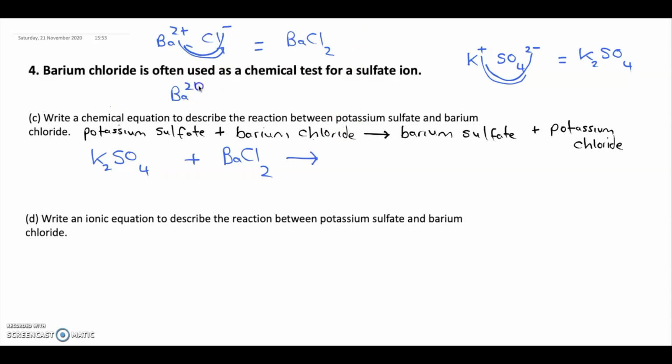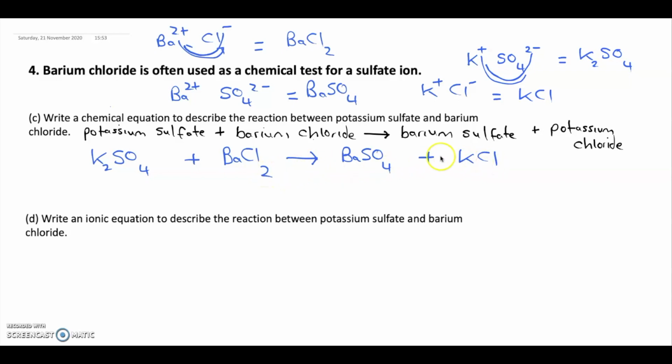Now to write the formula for barium sulfate, I write down the ions Ba2+ and SO4 2-. Now as they're the same, they cancel out, so the chemical formula of barium sulfate is BaSO4. So I'm going to write that down in the chemical equation. Now the last formula I have to work out is potassium chloride, and potassium chloride is made up of K+ ions and Cl- ions. Notice they have the same charge, so they cancel out, so the chemical formula is KCl. So I'm going to write KCl in the equation, and then all I have to do is check it's balanced.